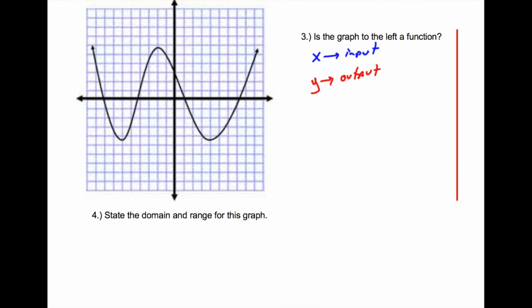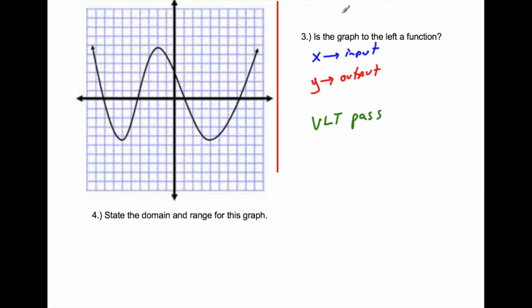So in this case we'll use the vertical line test again. Go from left to right, we go across our function, and we see that no matter where we are, our graph is only hitting the vertical line once. So in this case, we have a VLT pass, and the answer would be yes. Y is a function of x, or this graph is a function.